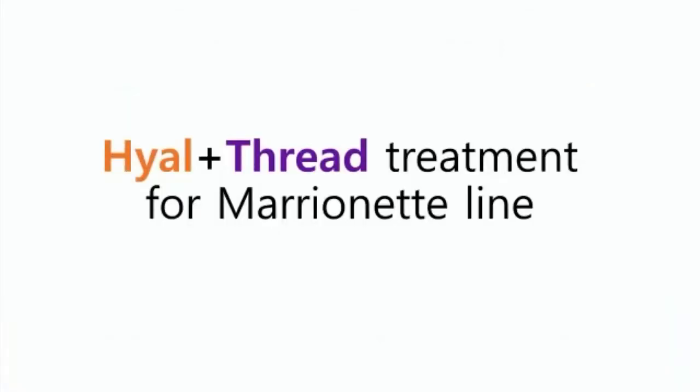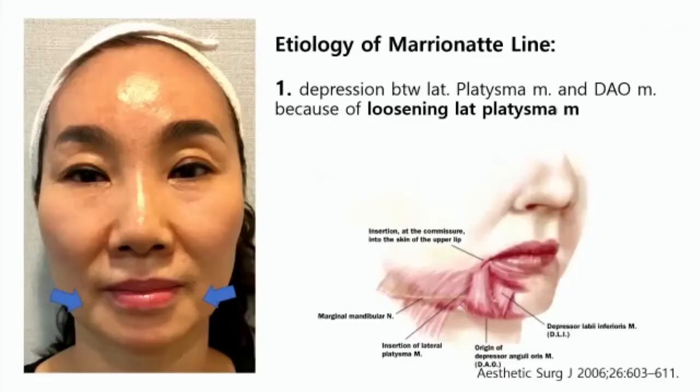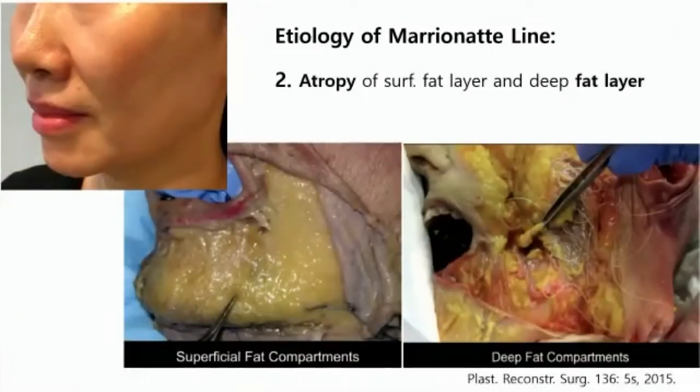And another topic is hyaluronic acid combined with the PDO thread for marionette line treatment. The first etiology of the marionette line is the loosening of the lateral platysma muscles. Actually, the marionette line is the depression between the lateral platysma muscle and the DAO muscles. The second etiology is atrophy of the fat layer under the marionette line areas, especially the deep fat layer atrophy, which is the major cause of the marionette lines.